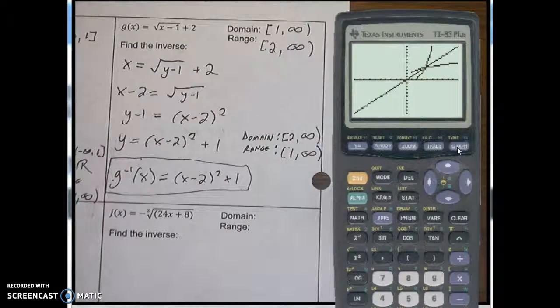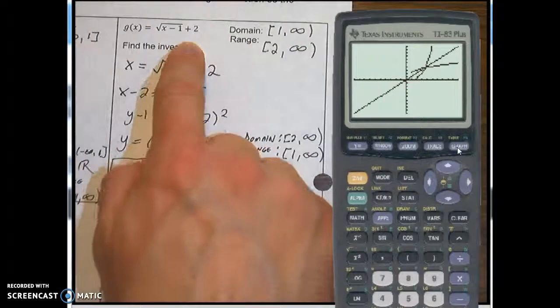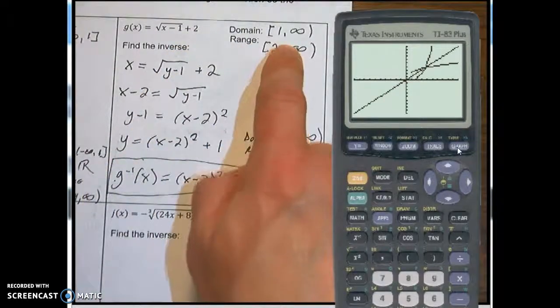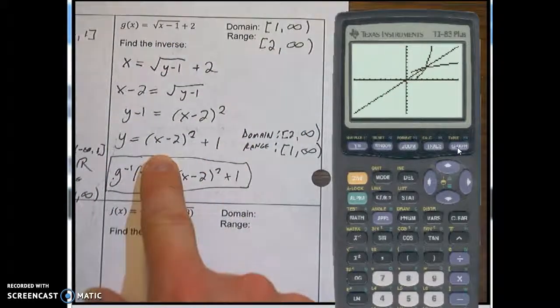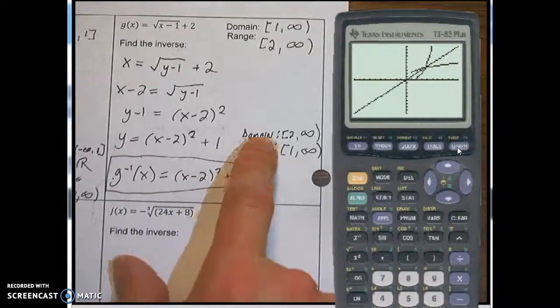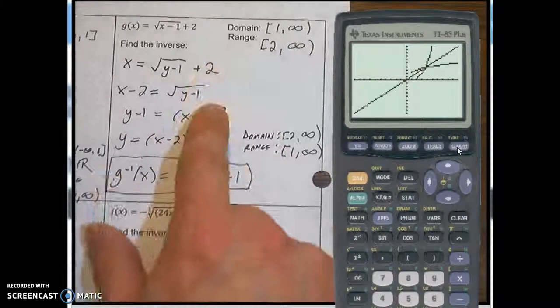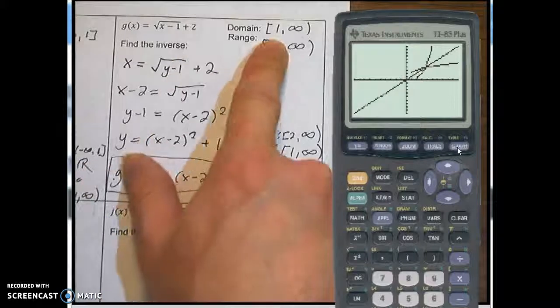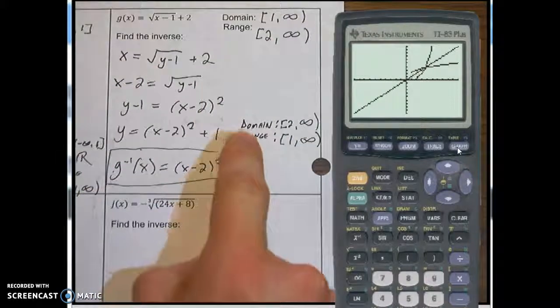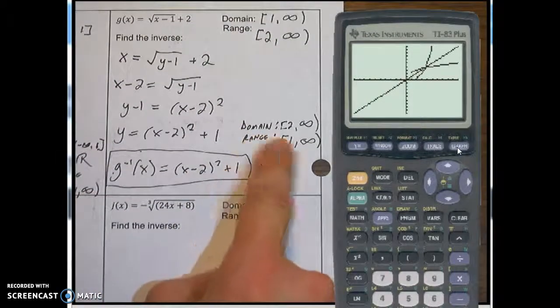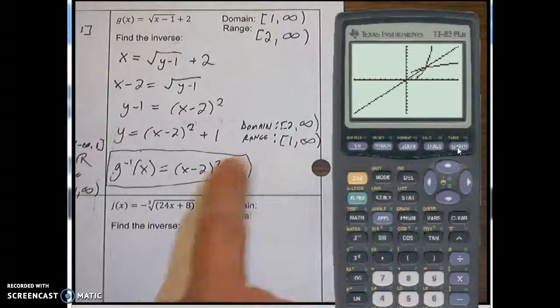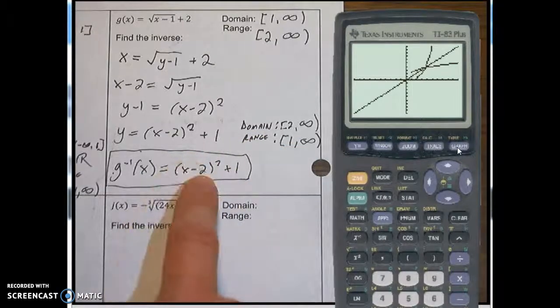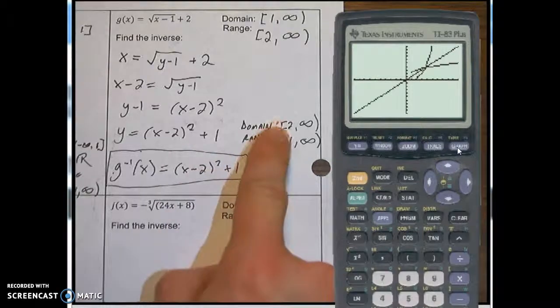So here's the big idea from today. Since the square root has an implied domain restriction, the inverse, even though it's a quadratic, also has an implied domain restriction. They both do. Since the square root starts out with a domain restriction, the inverse must also have a domain restriction. It also has a range restriction. And that's why this quadratic function isn't all real numbers for the domain.